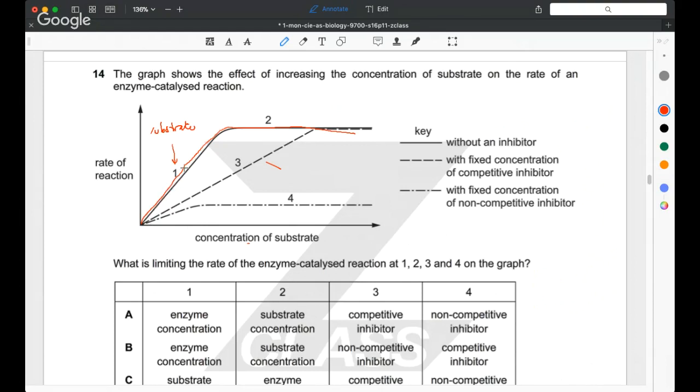Eventually, as you keep adding more and more substrate, you've saturated all active sites. And no matter how much more substrate you add, it doesn't matter, because all the active sites are already full with substrate. You can add as much substrate as you like, you still can't fit any more substrate in because all the active sites are full. So at that point, the enzymes are saturated, all the active sites are saturated, and so the limiting factor at that point is enzyme concentration.